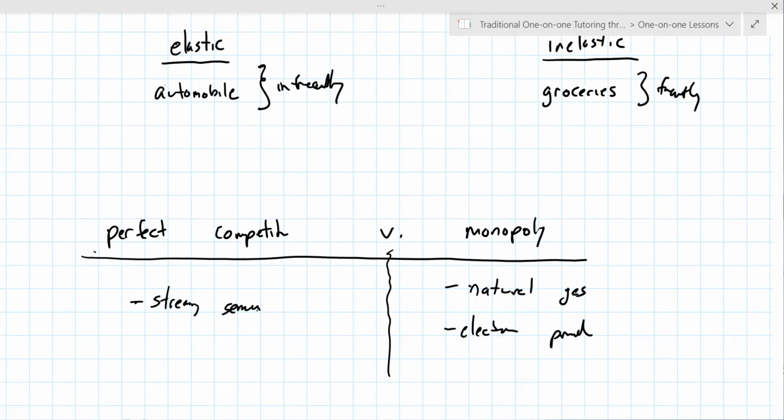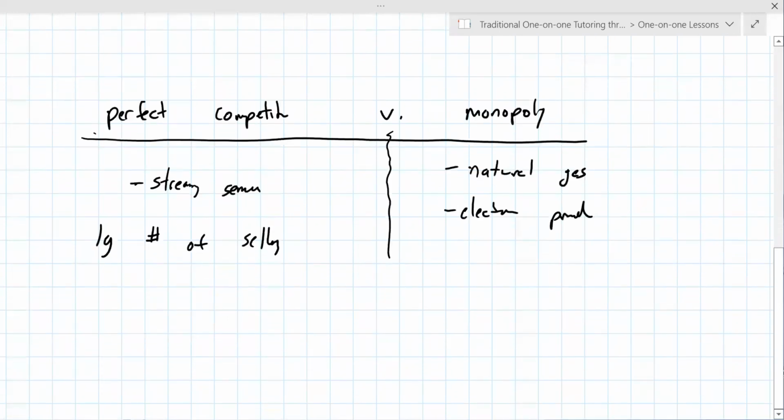Now I don't know if it's perfect competition, but the point is that under perfect competition you have a large number of sellers and there's easy access into the market. Like you and I, if we wanted to go and start a streaming company, could we do that? No. Why not? Because there's too much competition, it wouldn't be beneficial for us.